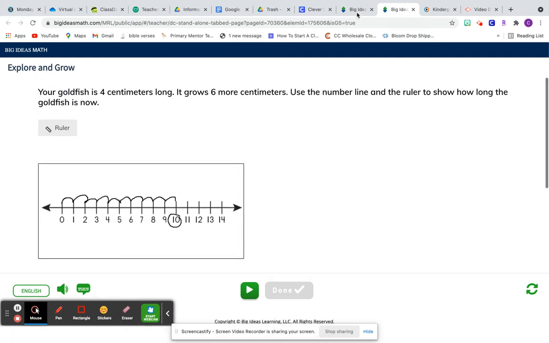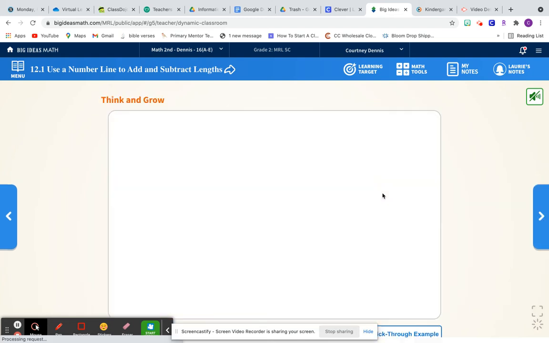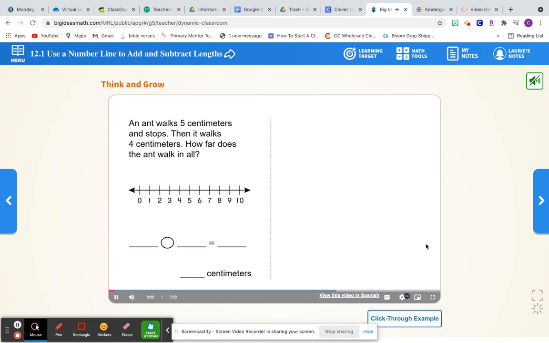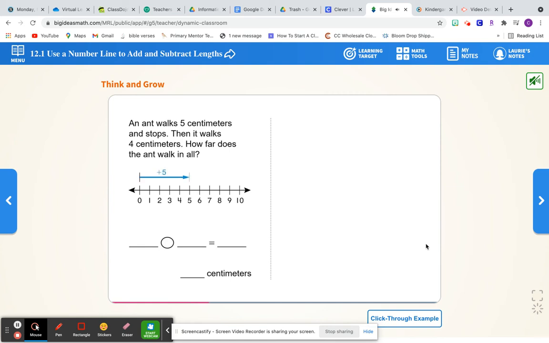All right, now we are going to take a look at our Think and Grow for today. An ant walks 5 centimeters and stops. Then it walks 4 centimeters. How far does the ant walk in all? You can use the number line to solve. First, the ant walks 5 centimeters. Then it walks 4 more centimeters. 5 plus 4 equals 9. So, the ant walks 9 centimeters.